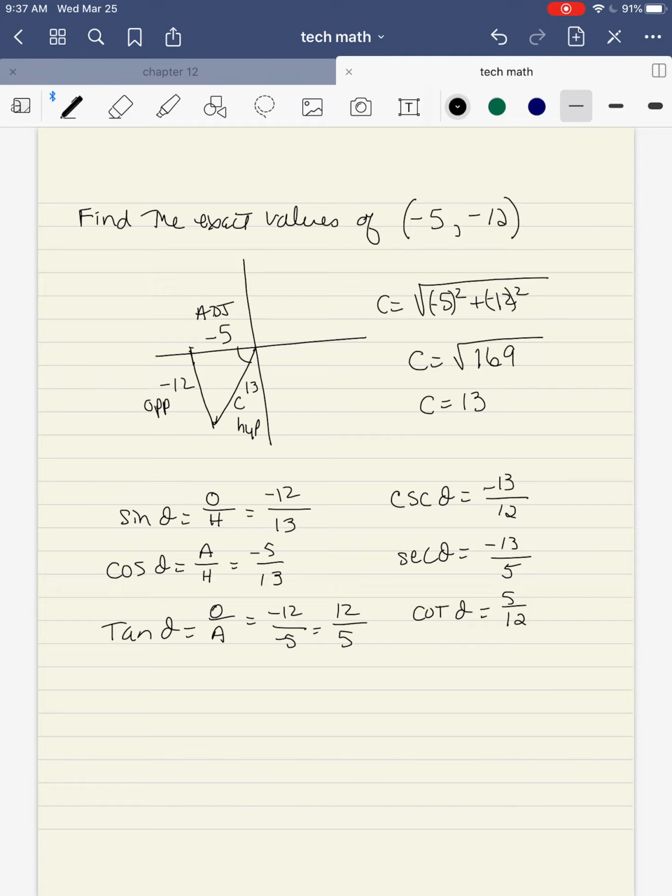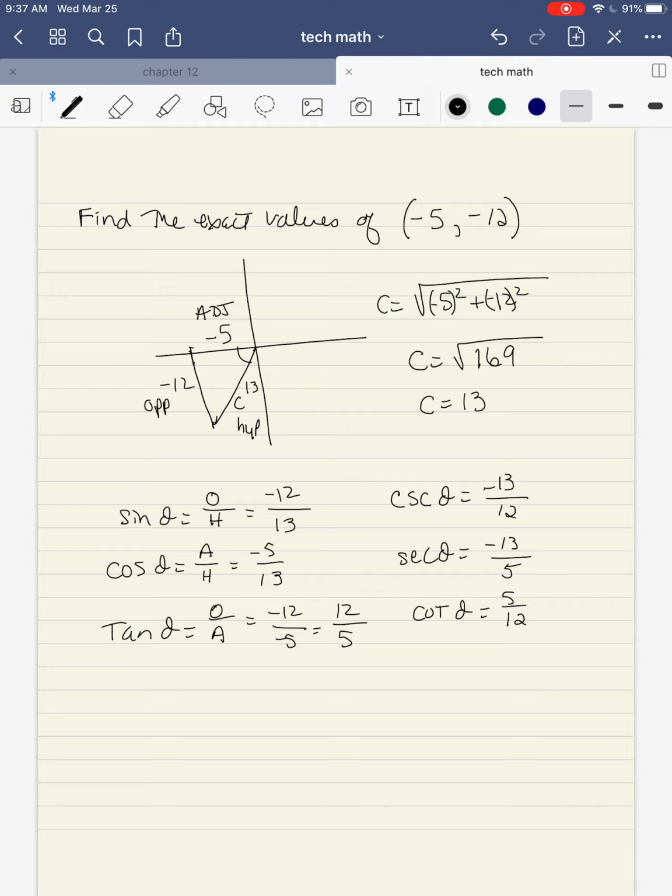Set up your trig functions. Sine theta is opposite over hypotenuse. Cosine theta is adjacent over hypotenuse. Tangent theta is opposite over adjacent. Cosecant, secant, and cotangent are flipped from the sine, cosine, and tangent.